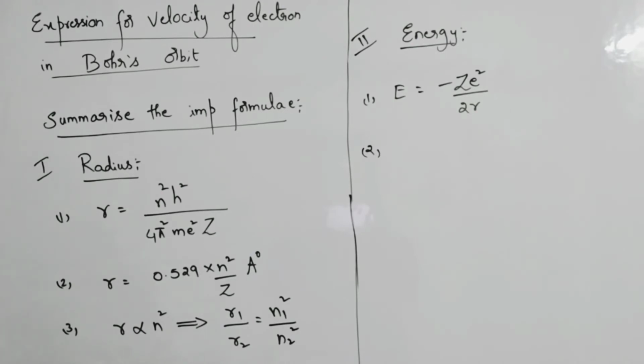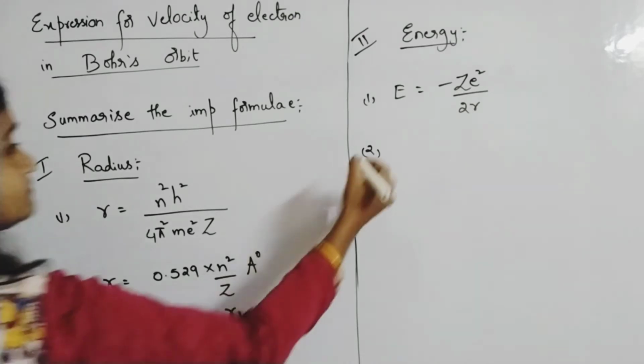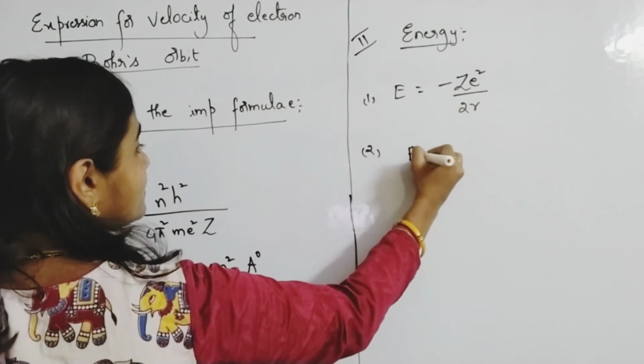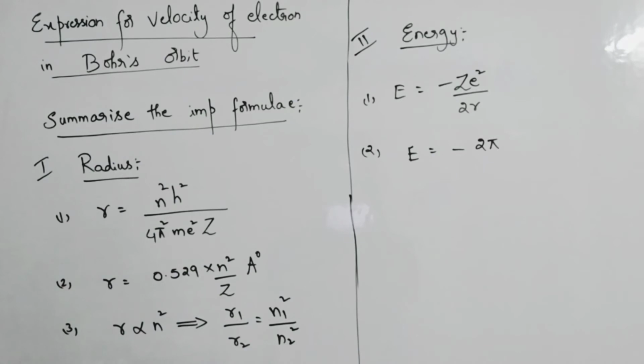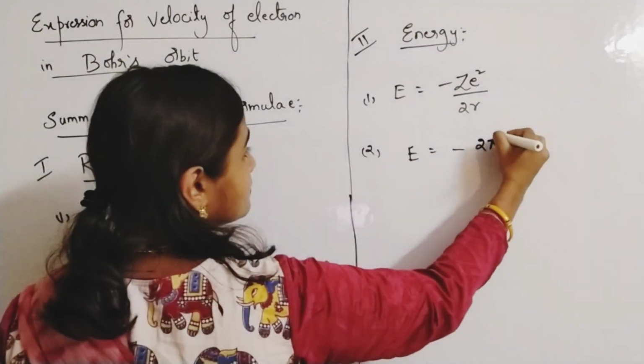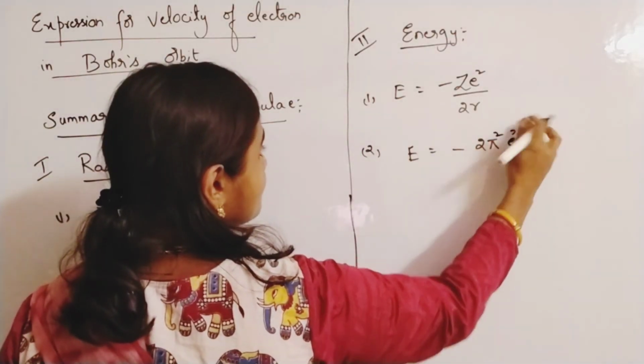And E is equal to minus 2 pi square m e power 4 Z square by n square h square.